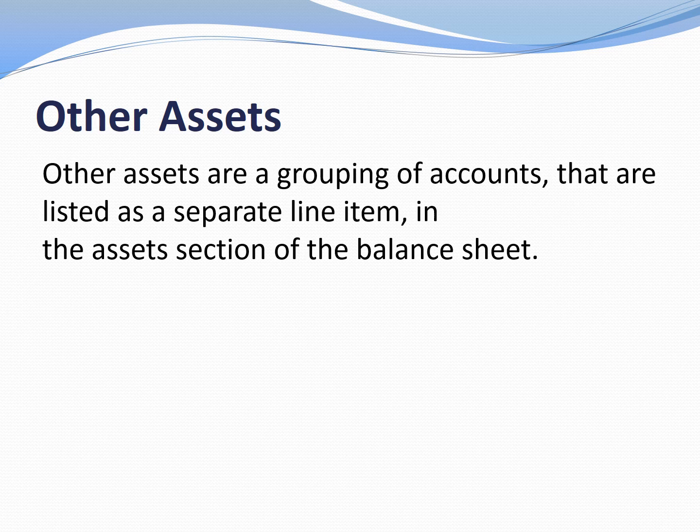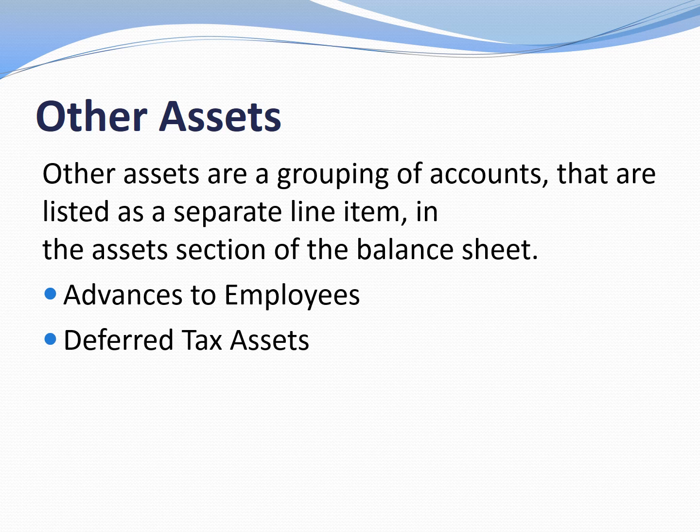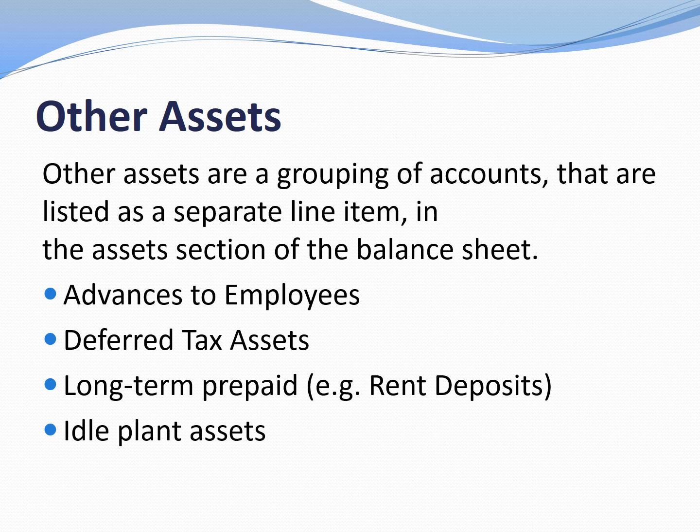Other assets are a grouping of accounts that are listed as a separate line item in the assets section of the balance sheet. This line item contains minor assets that do not naturally fit into any of the main asset categories. Examples of these minor assets are advances to employees, bond issuance cost, deferred tax assets, long-term prepaid expenses.